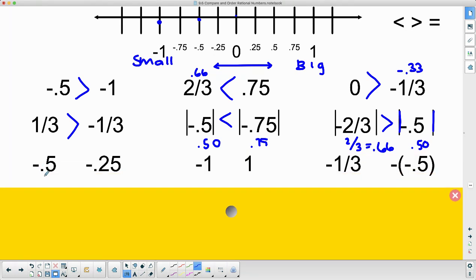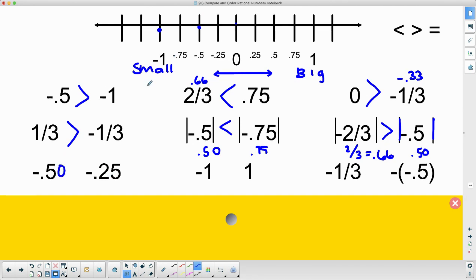Here we have negative 0.5, negative 0.25. Let's add our 0 here to compare. And so 50 would be negative 50 here. Negative 0.25 is here. This one here is more toward the big side. So even though 50 sounds bigger than 25 cents, we're talking about negatives, so it's actually the opposite.